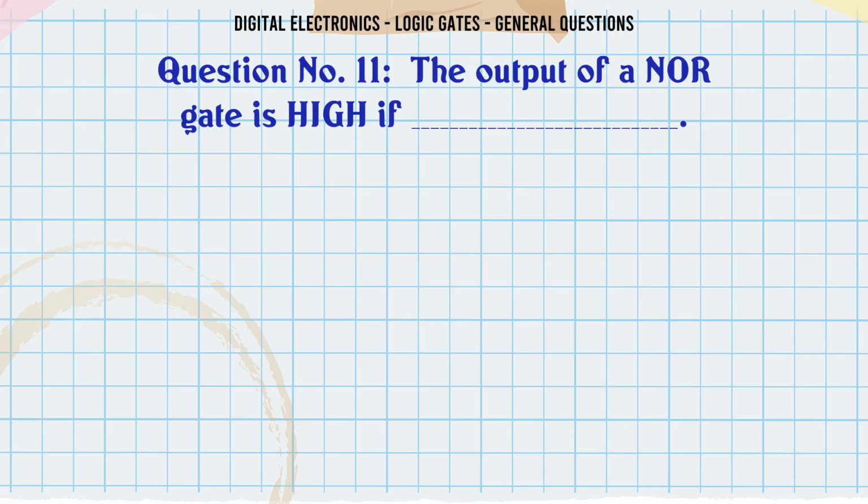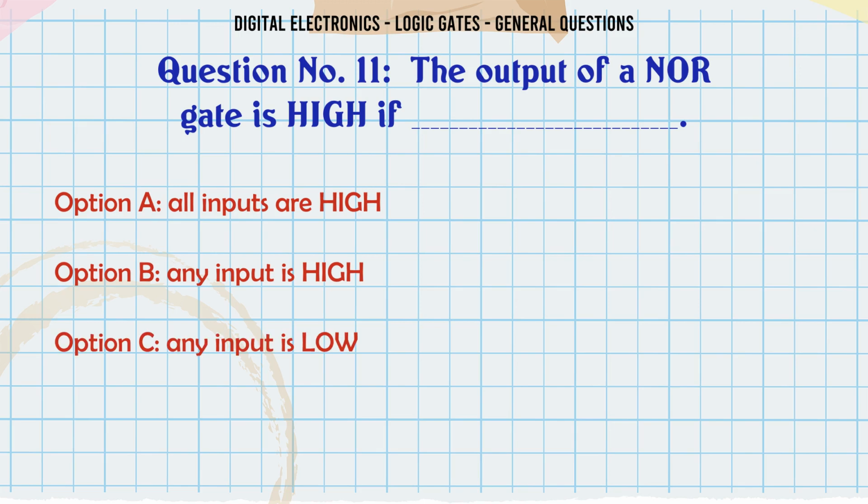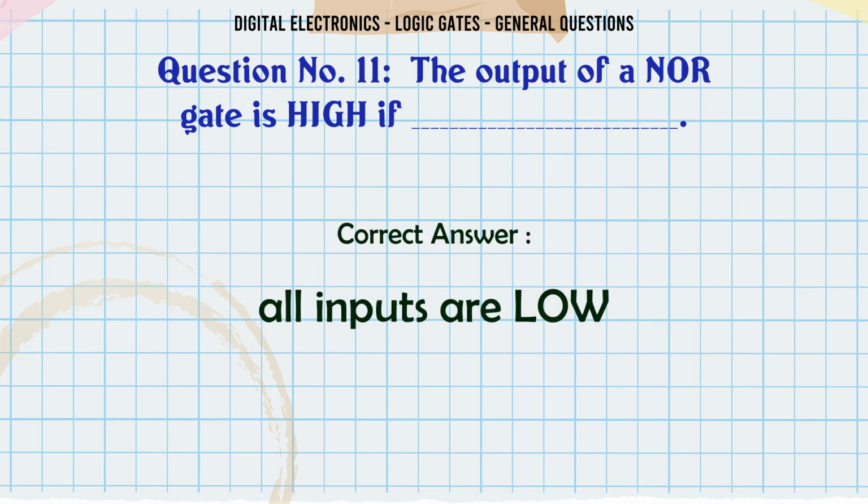The output of a NOR gate is high if: A) all inputs are high, B) any input is high, C) any input is low, D) all inputs are low. The correct answer is all inputs are low.